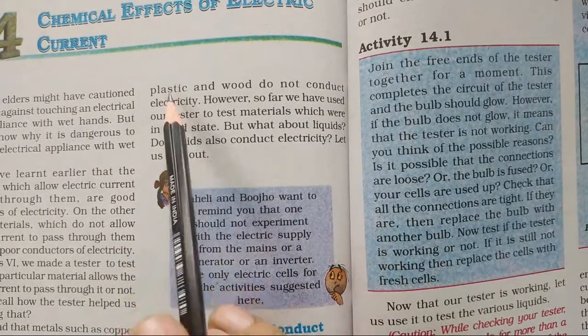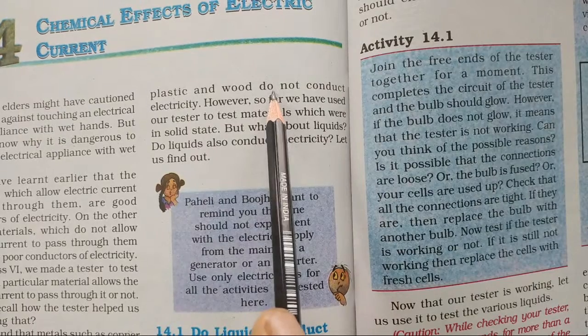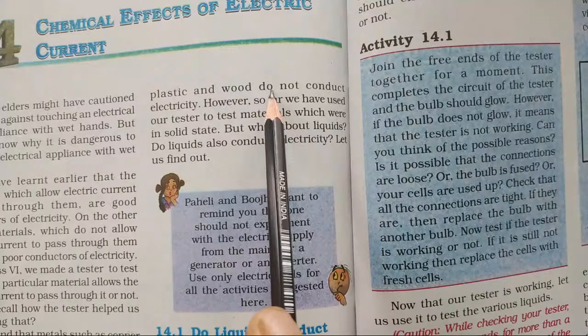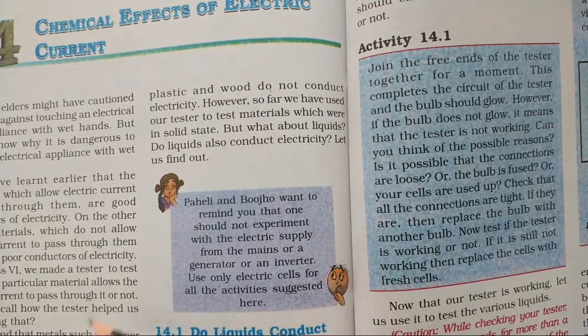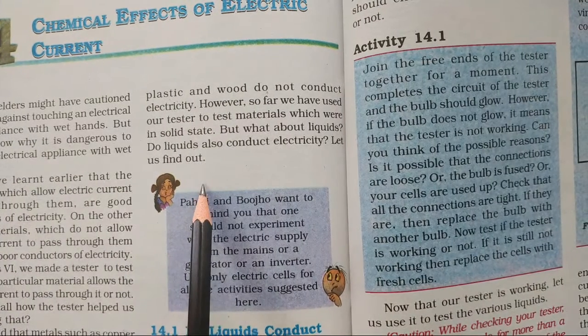They are covered with plastic or rubber and wood. These are substances which we are familiar with, that they do not conduct electricity. Copper and aluminium conduct, but plastic, wood and rubber do not conduct electricity. So till earlier classes you have done that.